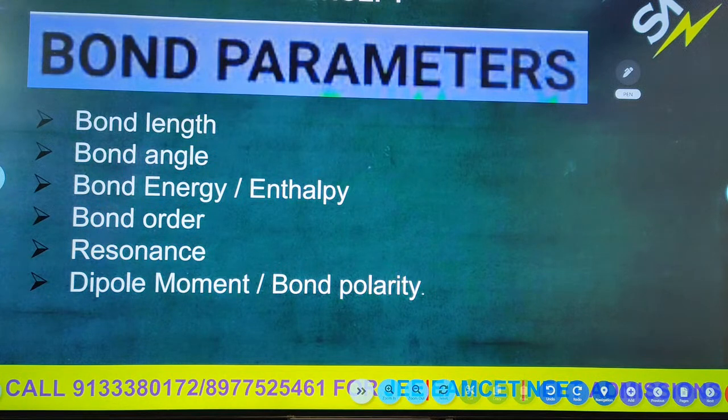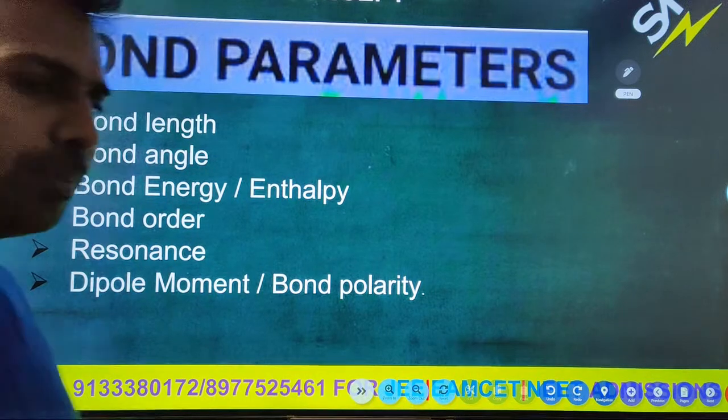So what are bond parameters? Terms which are connected with the bond, terms which are very useful related to the bond. Such terms are called bond parameters. Clear?